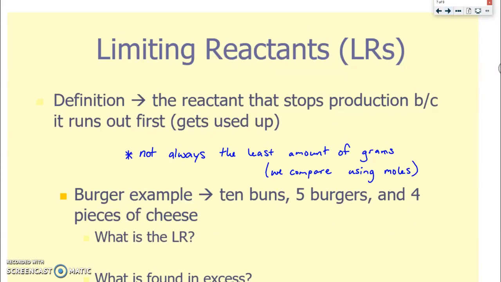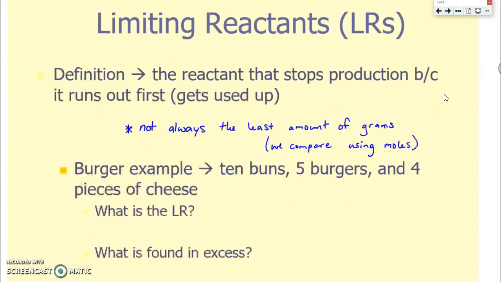Next concept we need to briefly talk about is what a limiting reactant is. They're abbreviated LR. The limiting reactant is the reactant that stops production because it runs out first, so it gets used up. This is not going to always be the least amount of grams. Okay, we always compare things in moles. You don't have to do the math for limiting reactants in Chem 110, but you need to know what it is, because if you take Chem 150, we expand upon it and actually do all the different calculations.